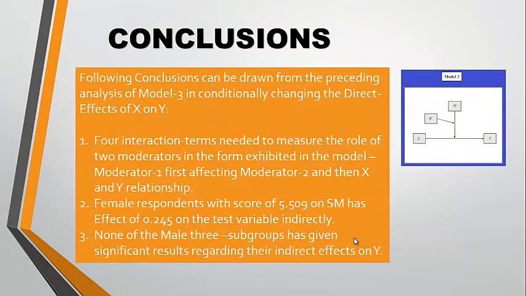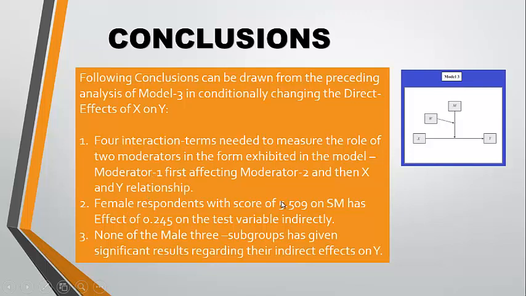To conclude our discussions about the application of Model 3 for answering the research question of what happens to the X and Y relationship if two moderators are included, the following conclusions can be drawn from the preceding analysis of Model 3 in conditionally changing the direct effects of X on Y. 4 interaction terms are needed to measure the role of two moderators in the form exhibited in the model. Moderator 1 first affecting moderator 2, and then the X and Y relationship.